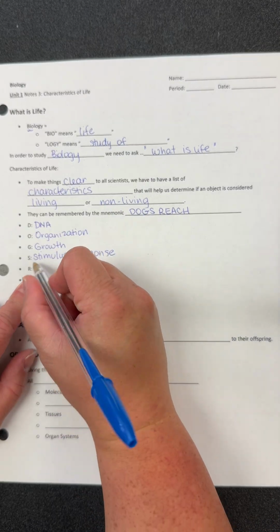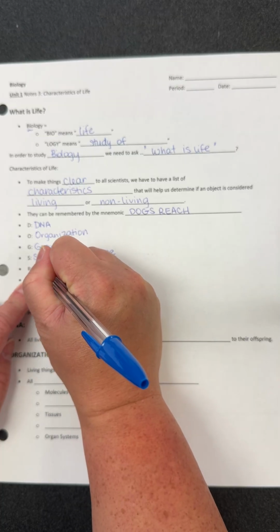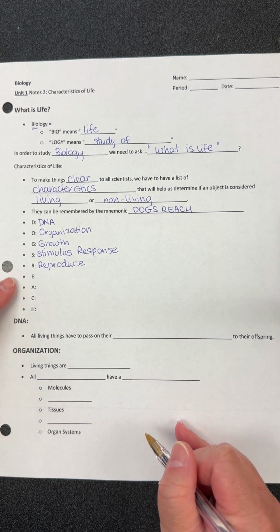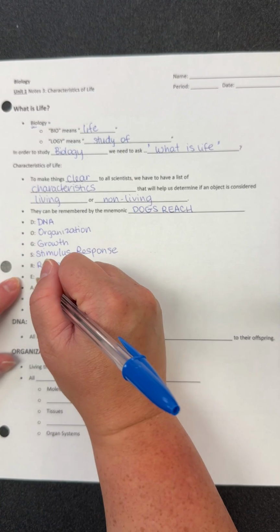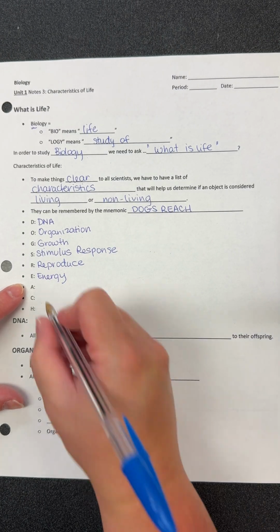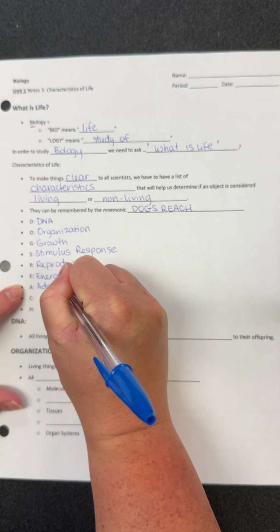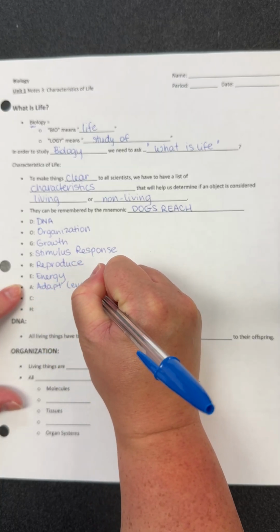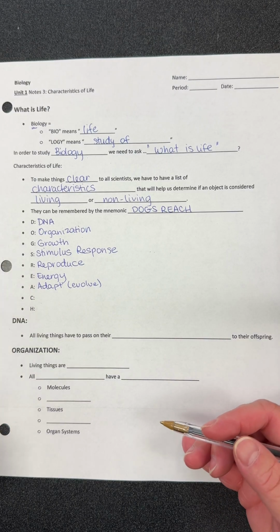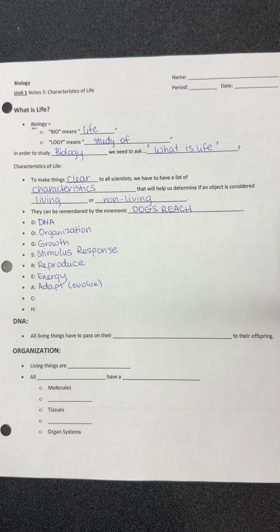The R in DOGS REACH is reproduce. All living things reproduce. We'll go through all of these in more detail in just a sec too. The E is for energy. The A is for adapt. And by adapting, I'm going to put in parentheses evolve, because I think a lot of times people see this E and think it's evolve, but it's energy. We have to consume things as humans, and that's how we get our energy. Plants create their own energy, but either way, energy has to be used in living things.